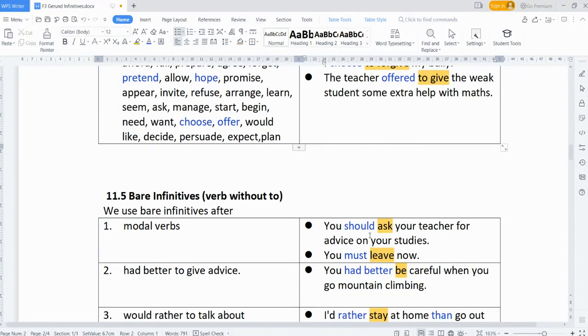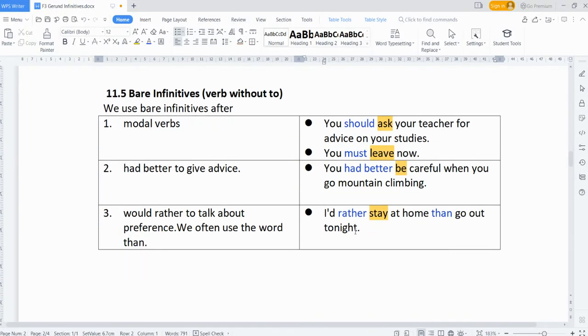And then 11.5, we have bare infinitives. Bare infinitives are verbs without to. Kalau full infinitive tu ada to kat depan, kalau bare infinitive dia without to. Macam dia kata sort of kata dasar lah. We use bare infinitives after number one, modal verbs, kata kerja modal. For example, you should ask your teacher.